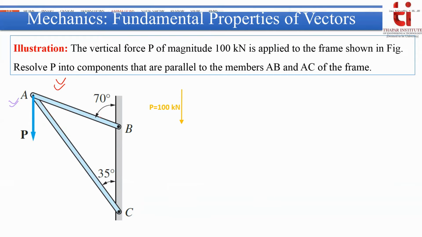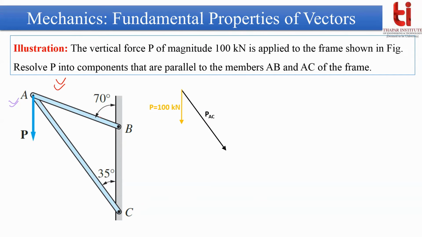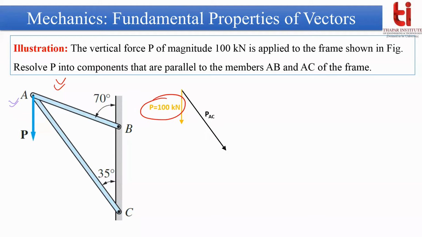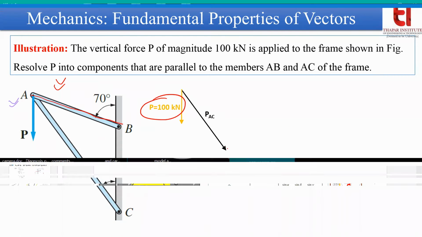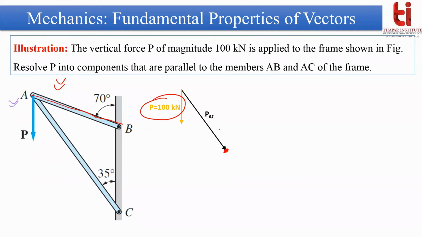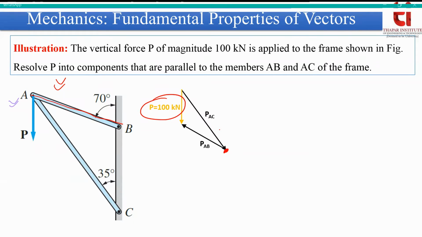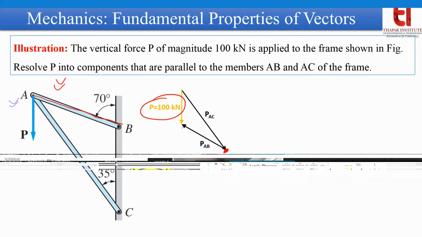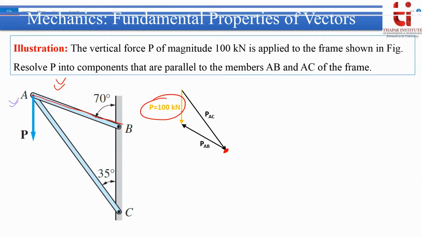So let's draw the triangle for this problem. This is the resultant force. This is force PAC, along AC. Now, in order to make this triangle, we must take the next force, that is PAB, starting from the head of this PAC, then only our criterion will be satisfied. So PAB must be drawn from the head of PAC and in this direction. So this is our triangle.